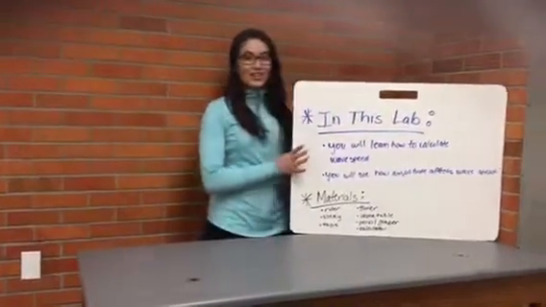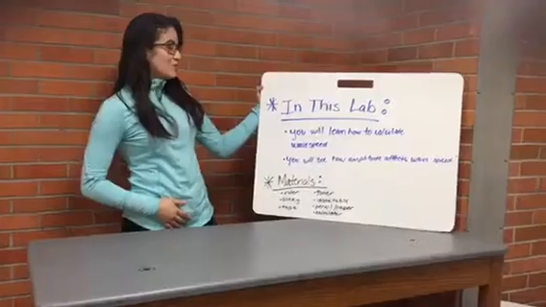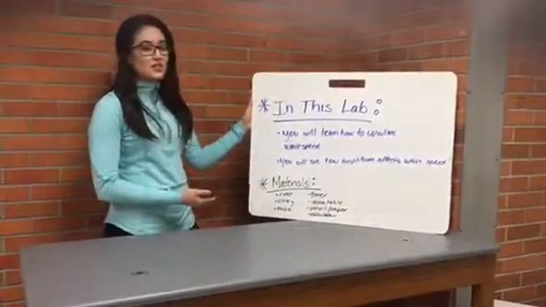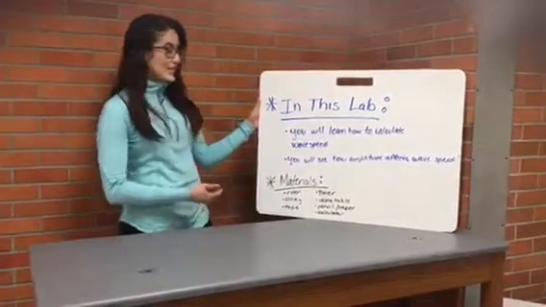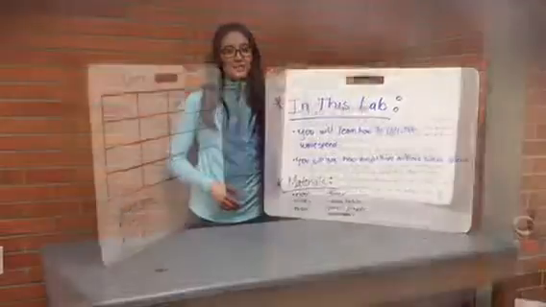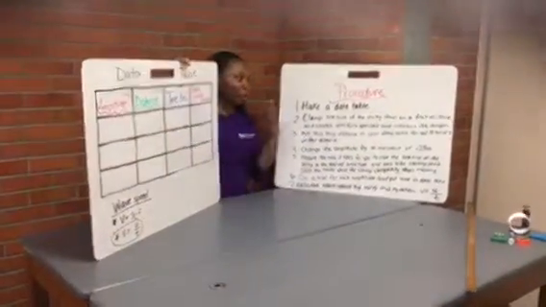In this lab, you will learn how to calculate wave speed and also how amplitude affects the wave speed. The materials needed in this lab include a ruler, slinky, tape, timer, data table, pencil, paper, and a calculator. Before we get into our lab, let's do an overview of our procedure.